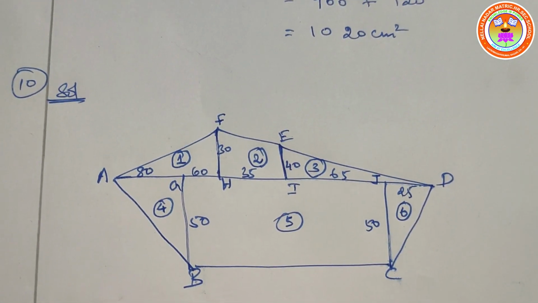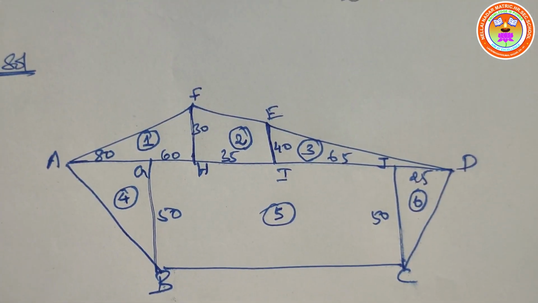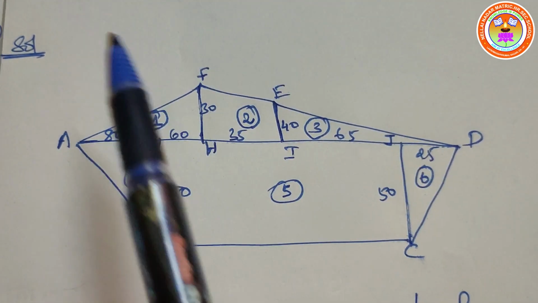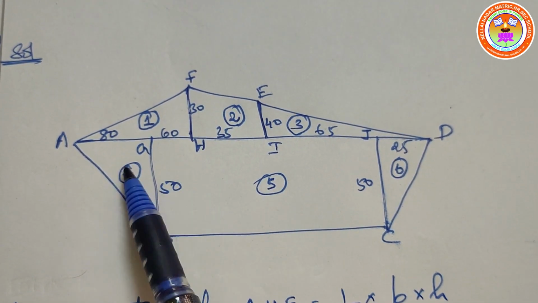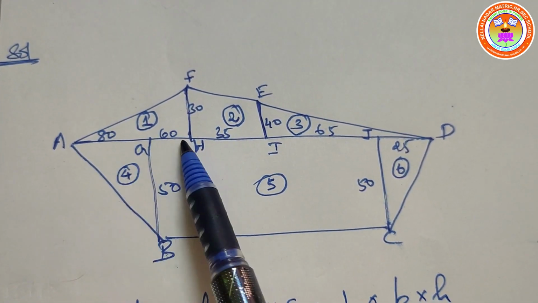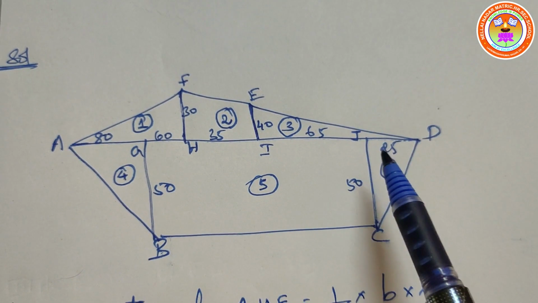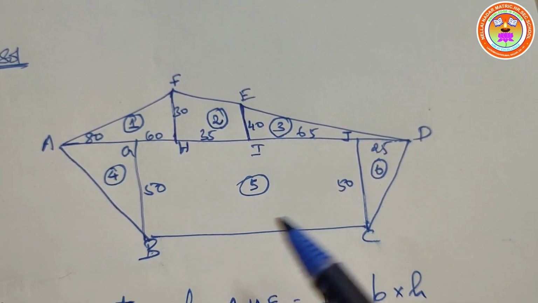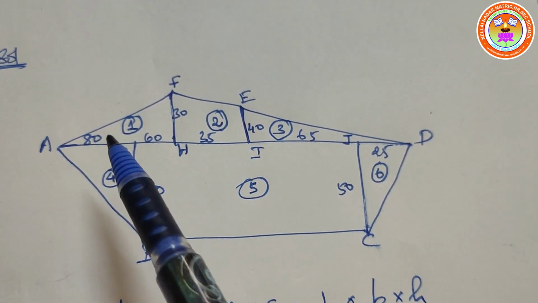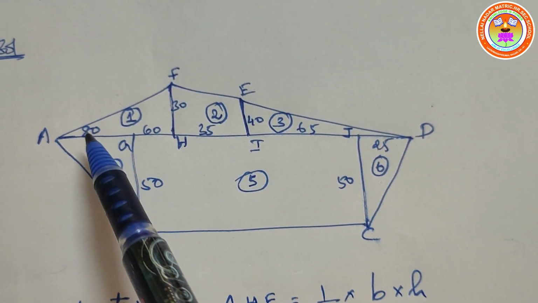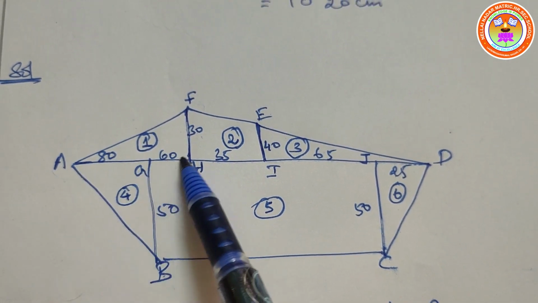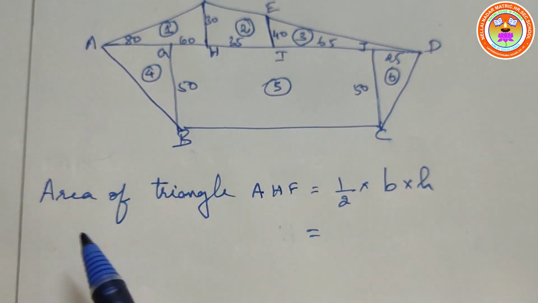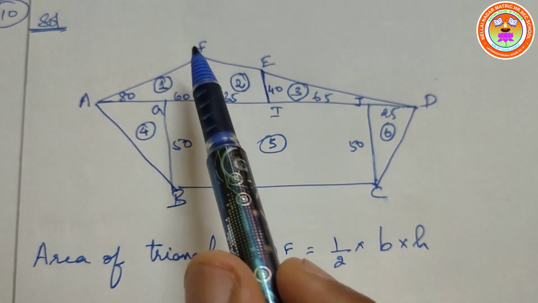So we will see how to do the sum. See, I have marked A, B, C, D, E, F, G, H, I, and also their measurements. It's all in meters. Since I don't have enough space, I have written only the units. It's 80 meters, 60 meter, and 30 meter. So this triangle only we are going to find. Look at this, area of the triangle AHE.